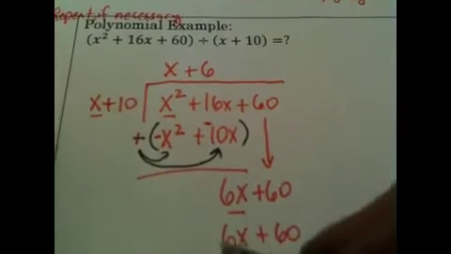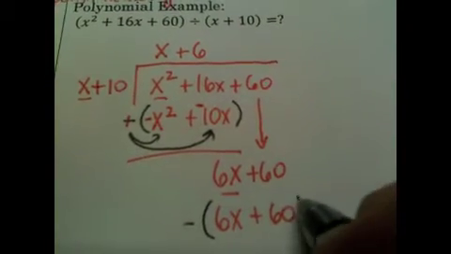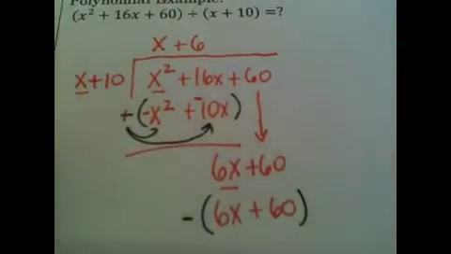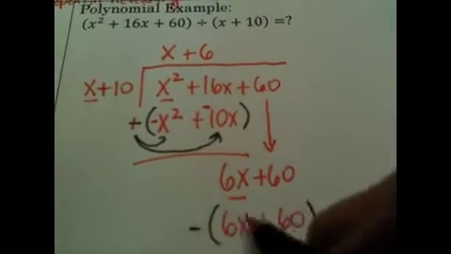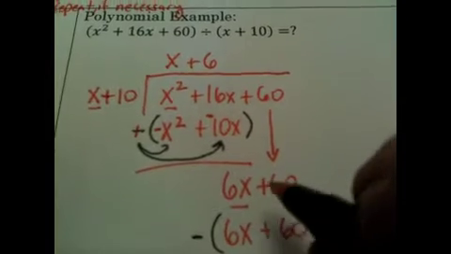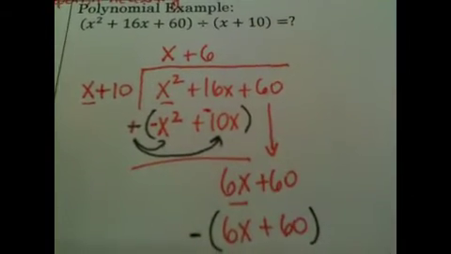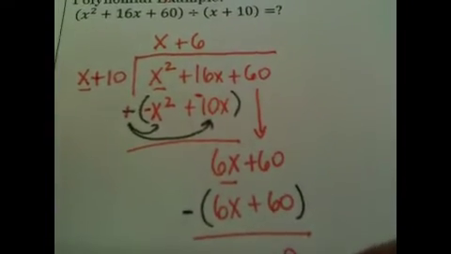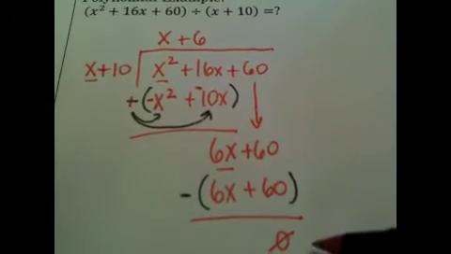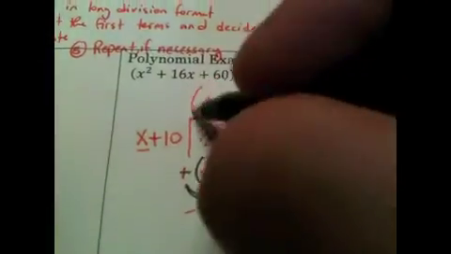Remember that we want to go through the whole process, and this is a subtraction. So we're subtracting what we distributed there. Okay, and when we subtract, we're actually distributing the negative. Or you could say 6x minus 6x is 0, and 60 minus 60 is 0. So we get a remainder of 0. So here's our answer at the top.